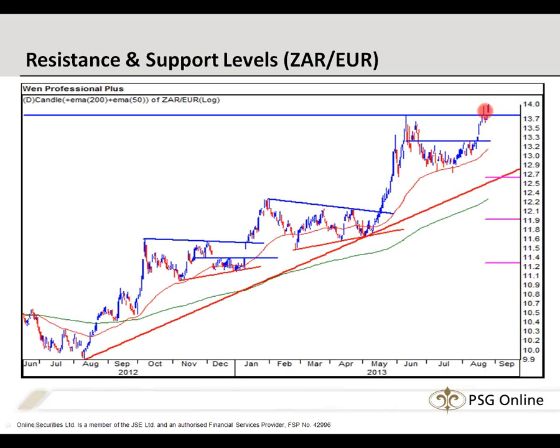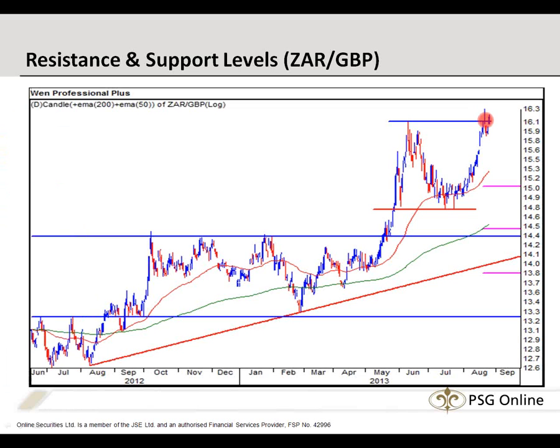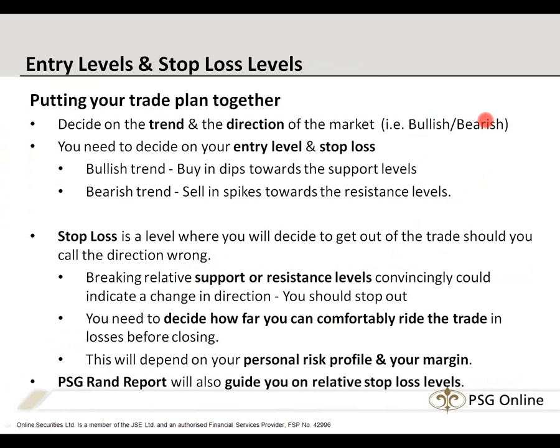We're heading towards 14 Rand to the Euro. Against the Pound, we've broken up above 16. We're on our way towards 16.50 and towards 17 Rand. Okay. So that gives you that kind of view. That's when you enter, once you have established the trend and direction, you establish your entry level as such. Okay? The best time to get into the market in a bullish trend is to buy in the dips. Okay? And obviously in a bearish trend, you want to sell the spikes.